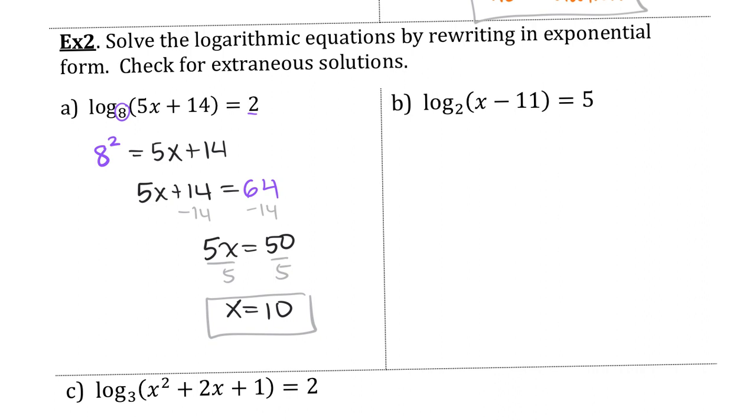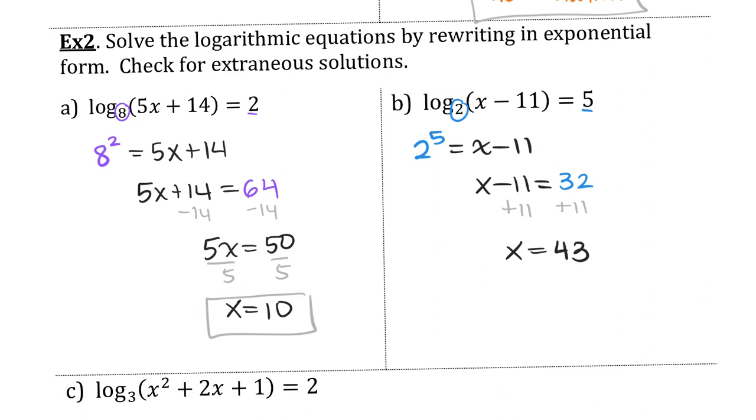So what's the base? The base is 2 to the 5th equals x minus 11. Okay, let me multiply out 2 to the 5th. That's 2, 4, 8, 16, 32. Okay, now let's solve for our x. So I get x equals 43.